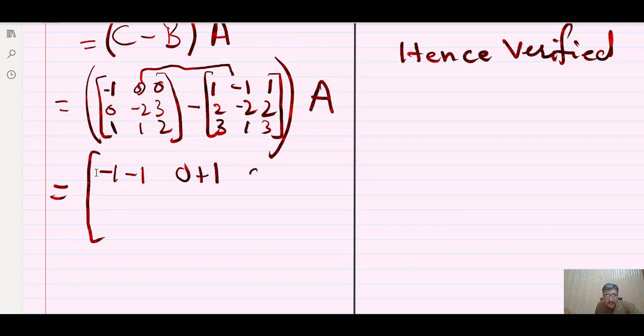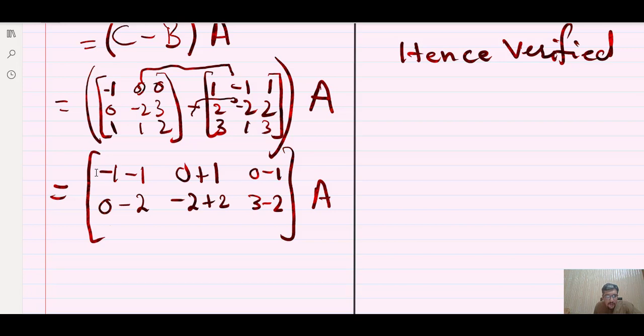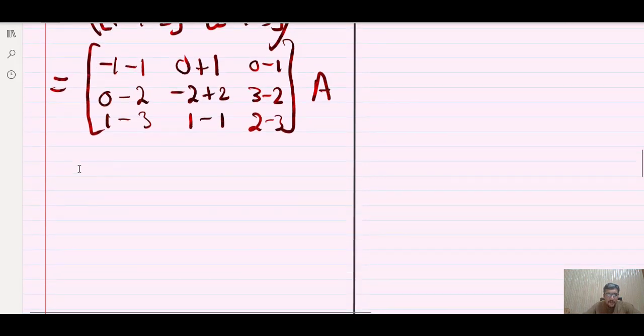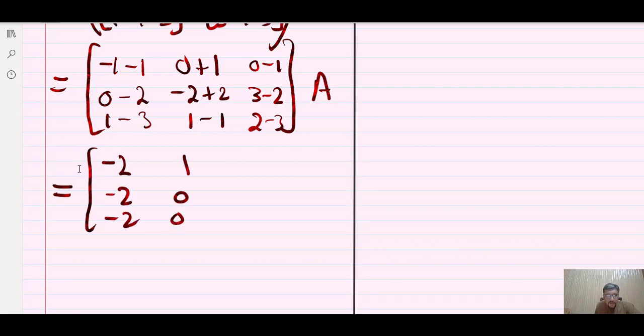0 minus 1, and then this 0 is going to subtract from this 2. 0 minus 2, minus 2 plus 2. Why is it plus? This minus and this minus will become positive. Then 3 minus 2, 1 minus 3, 1 minus 1, and 2 minus 3. If we simplify this, we get minus 2, minus 2, minus 2, 1, 0, 0, minus 1, 1, and minus 1. I have just subtracted the values, and now we will multiply these values with the A matrix.